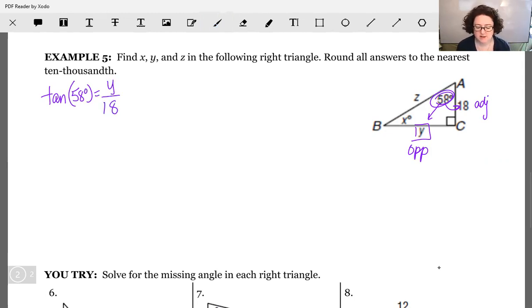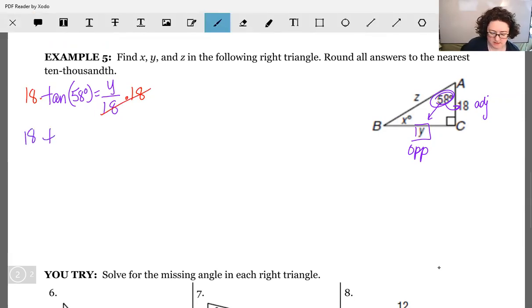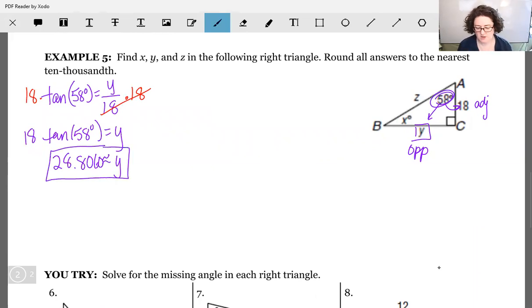So just like we did last class, I'm going to go ahead and multiply both sides by 18 to clear my fraction. So 18 tan 58 degrees equals y. And I'm ready to plug in my calculator. Y is by itself. So 18 times tan 58 gives me that y is approximately equal to 28.8060. So you round to the nearest 10,000th. Yep, I want my 4 places. Alrighty, so that's our answer for y.